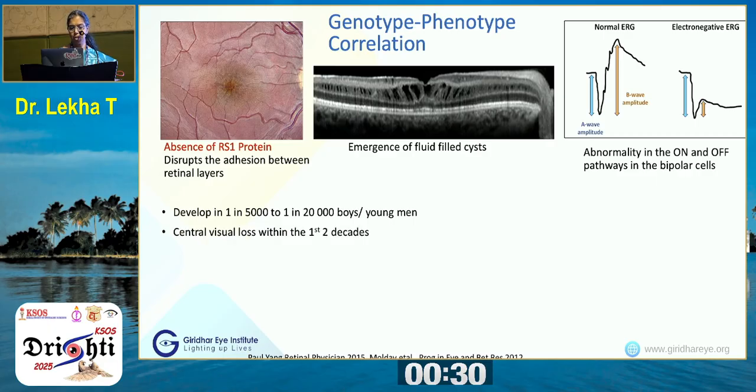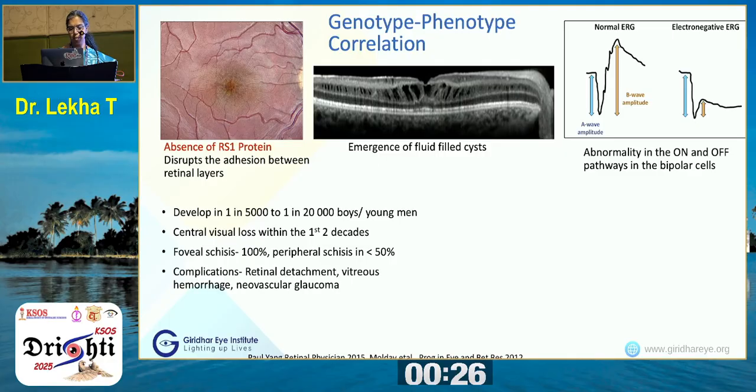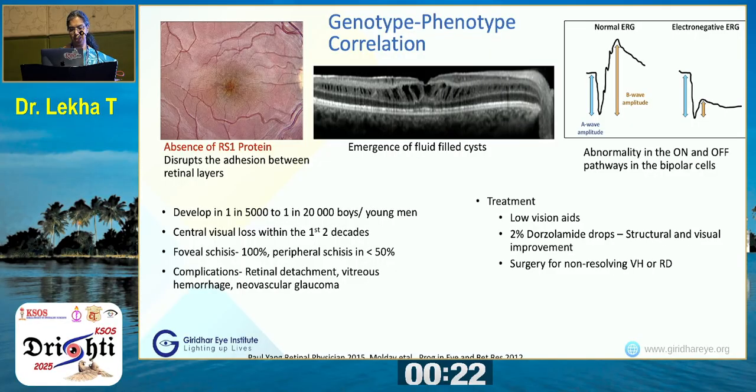So they present with central vision loss, and by second decade, foveal schisis is seen in 100%. Rarely they can have complications like retinal detachment, vitreous hemorrhage, etc. So dorzolamide has been tried, and if they develop complications, surgery is required. There is no role for any laser, and they should be advised to avoid contact sports.